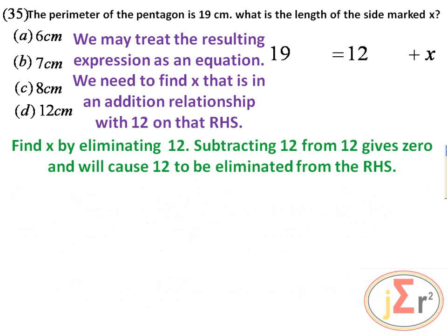Find x by eliminating 12. Subtracting 12 from 12 gives 0 and will cause 12 to be eliminated from the right hand side. So 12 is on that right hand side. To eliminate that 12, we subtract 12. 12 will be eliminated.